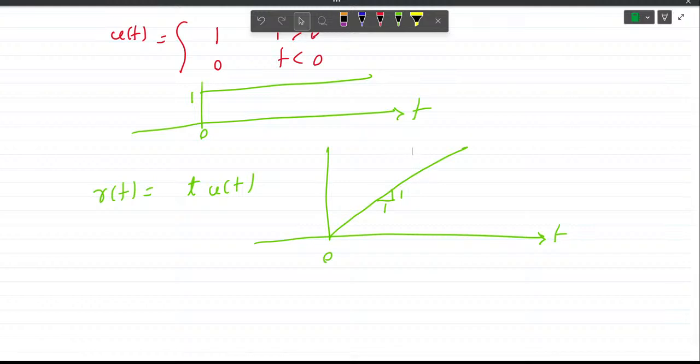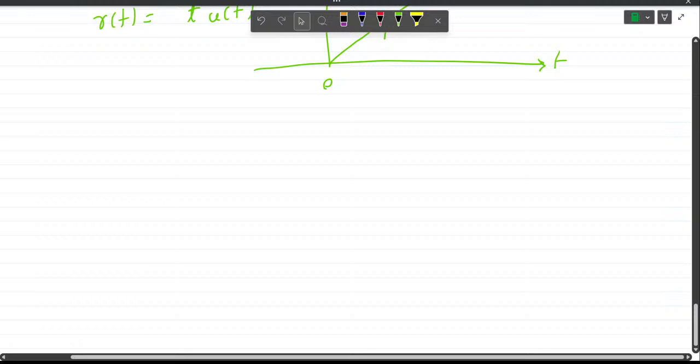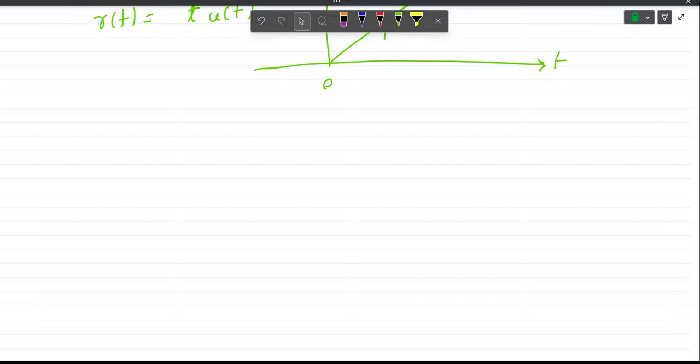There are also manipulations. Some properties of delta t will also be useful. More will be discussed later. Suppose you have been given x of t equal to 3 delta t. It means 3 is the area, not the amplitude. Okay.